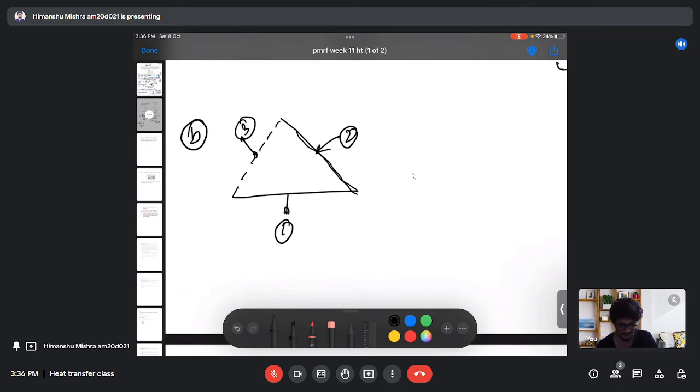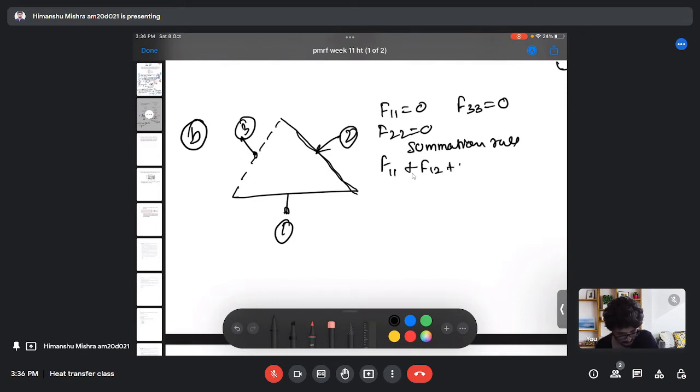So again, by inspection we can say that F11 is 0, F22 is 0, F33 is 0. So these are our basic observations just by looking at the diagram. By the summation rule at surface 1, so this is my summation rule. Again my F11 is 0, so I have only this expression.